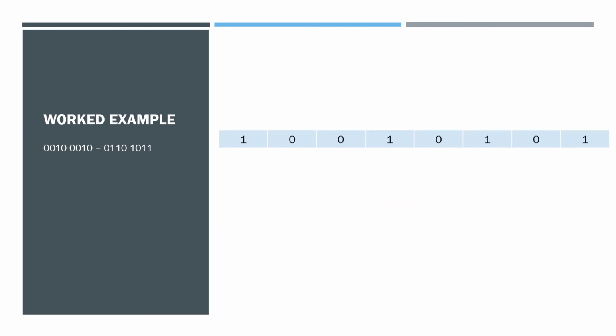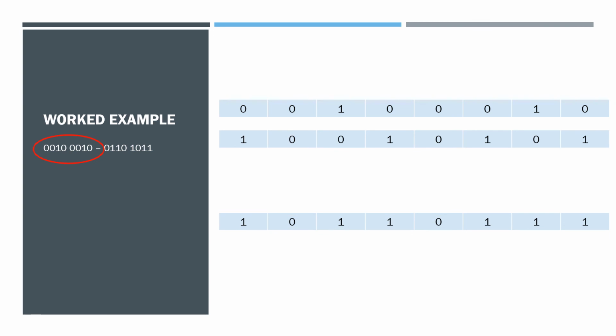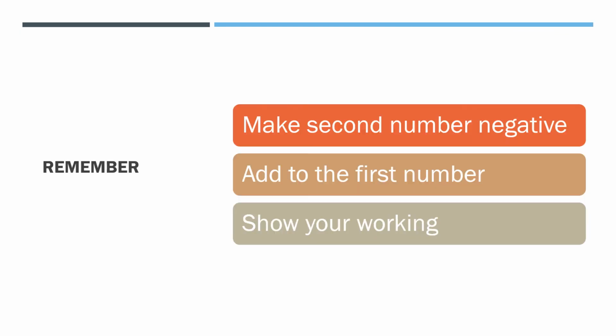Here's that minus number. And now we're going to add the first number to it. So here are the two numbers. The second number is now a minus number. So if we add them together, that's the same as doing a subtraction. And the addition sum is quite straightforward using the rules of binary addition, which we've already learned. So remember, make the second number negative, add it to the first number, and remember when you're doing this in the exam, show your working.